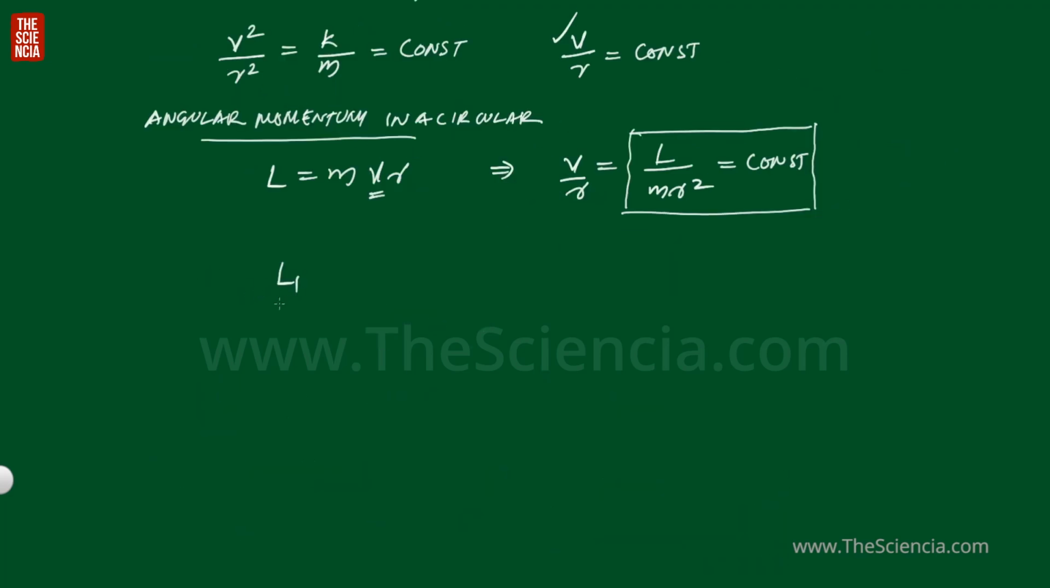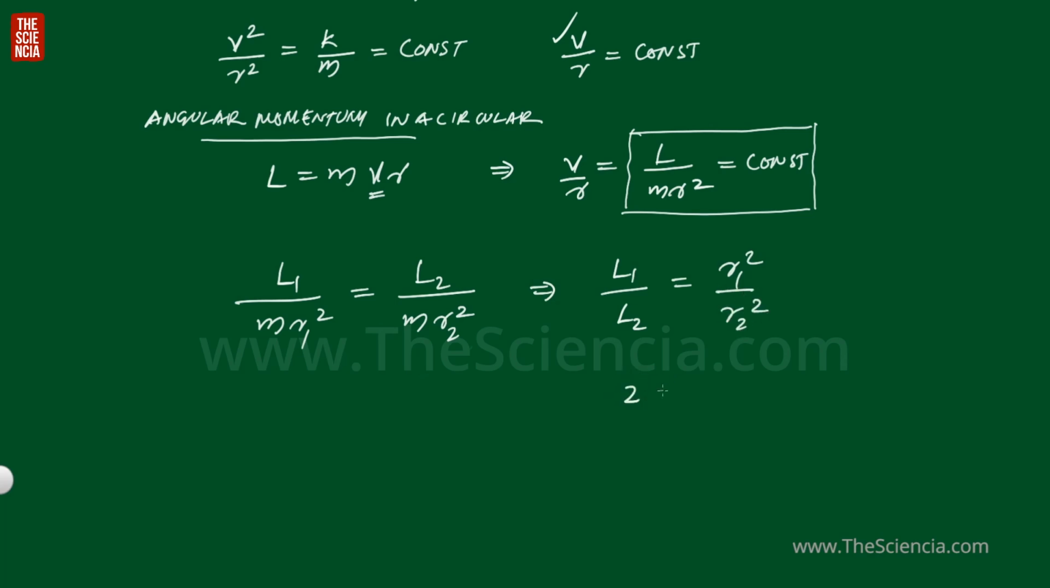So I can write L1 by m r1 square will be equal to L2 by m r2 square. That is L1 by L2 is equal to r1 square by r2 square. Here in the question L1 by L2 is given, that is 2. Then r1 by r2 all square is equal to 2. Therefore we get r1 by r2 is equal to root 2. So even if you don't know much more about central force and all, then also you can solve this problem just by +2 physics.